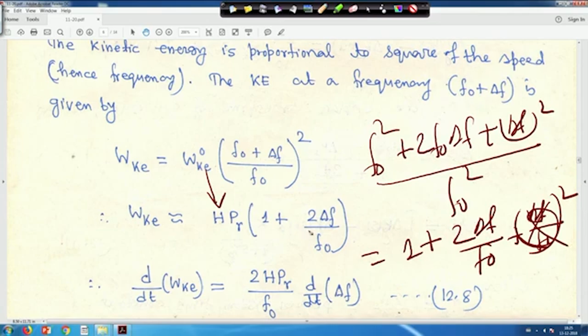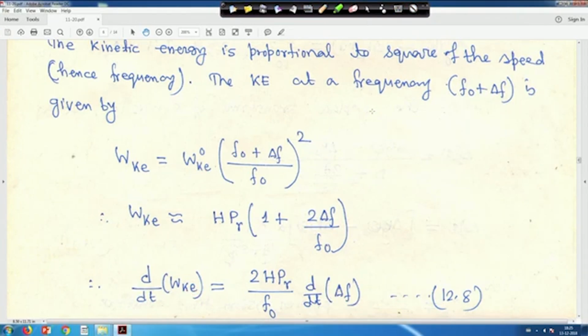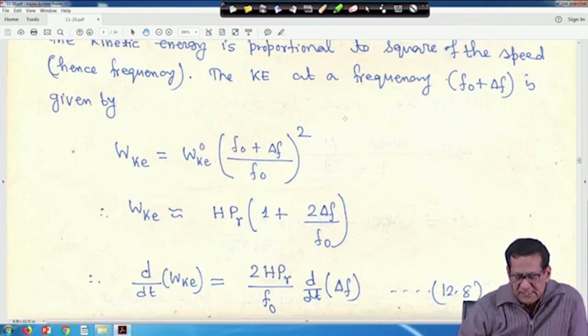Therefore, this equation is written as 1 plus 2 into delta F upon F0, when you divide it by this. So, this term is dropped. You know that the rate of change of kinetic energy is power, so you take the derivative with respect to time. If you do so, it will be 2 HPR divided by F0 into d dt of delta F. So, this is equation 8. Because this is kinetic energy and we are taking the derivative, the rate of change of kinetic energy is the power. This is your equation 8.